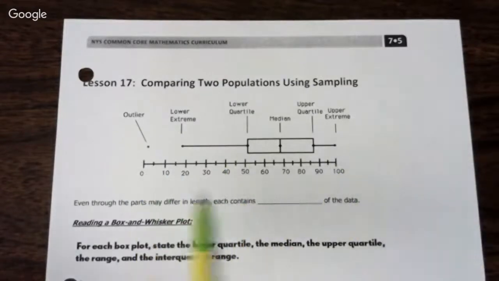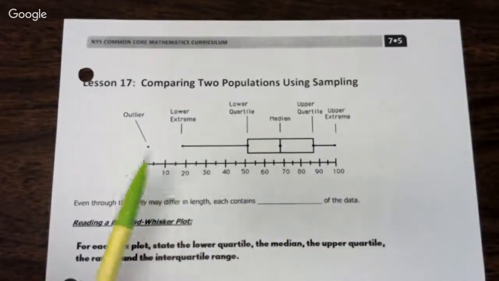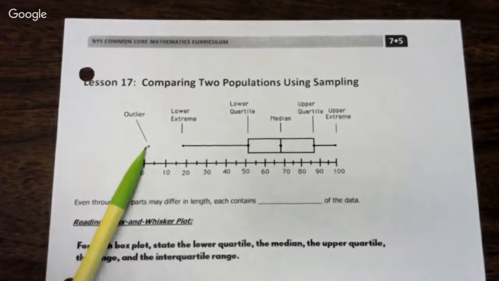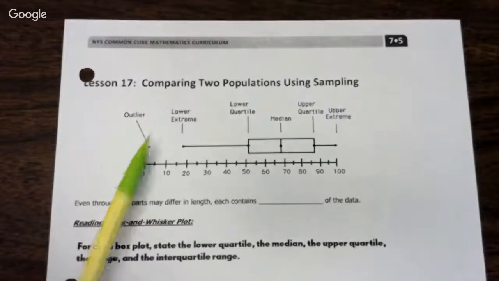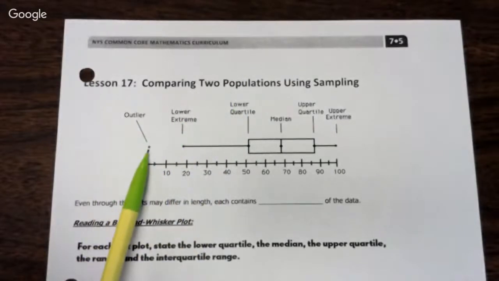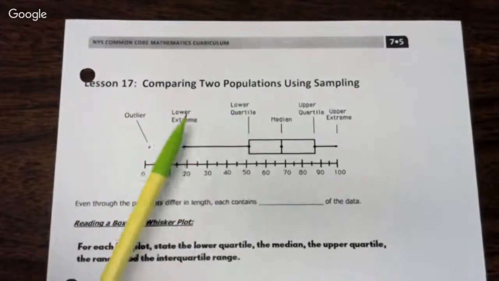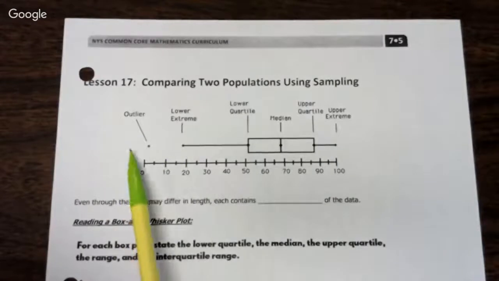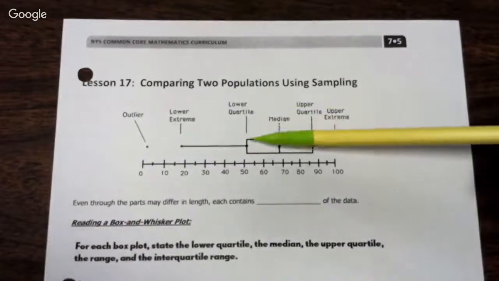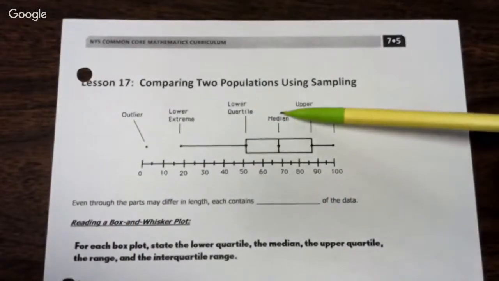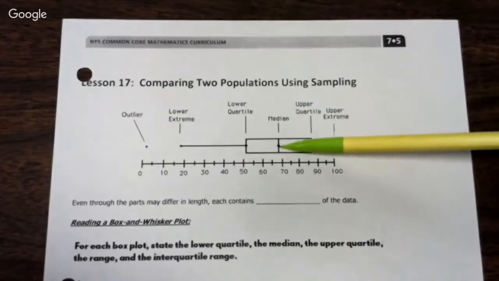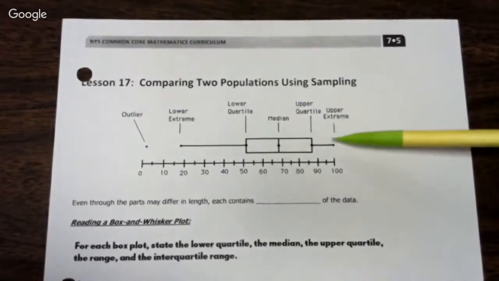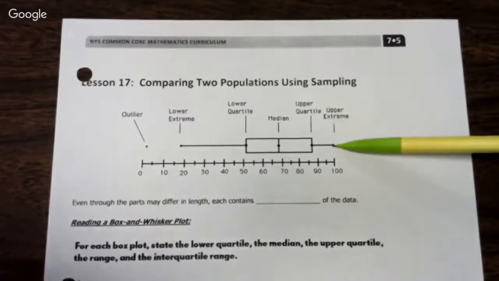So here's what this looks like. This is called a box plot. All outliers are going to be using a star to represent an outlier. An outlier is a point that is an extreme value. A lower extreme is where you just place a dot at the lowest number, not including the outliers. The lower quartile. The median is the middle of the box. The upper quartile and the upper extreme, that's going to be the highest number.